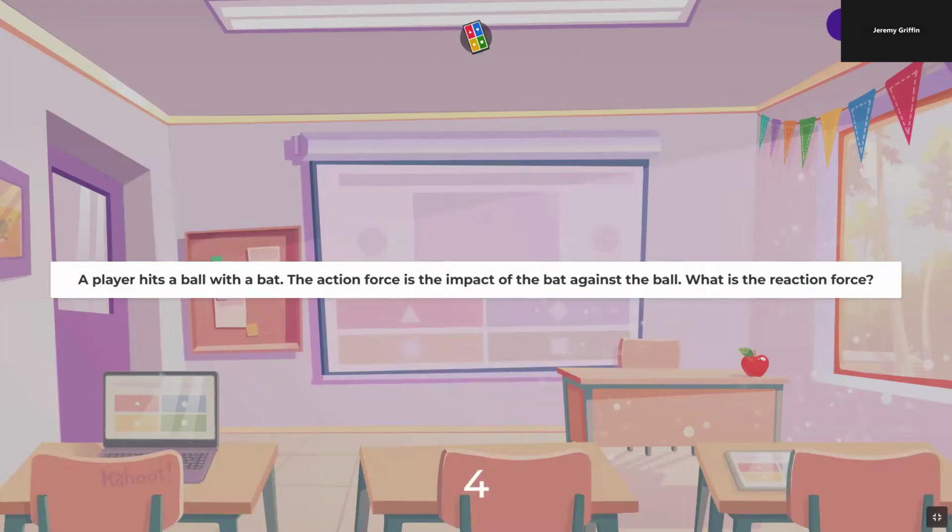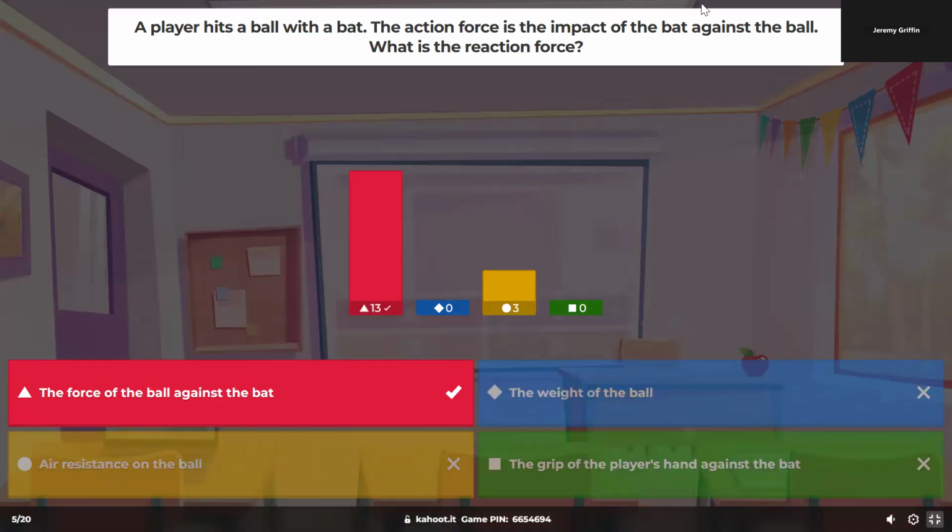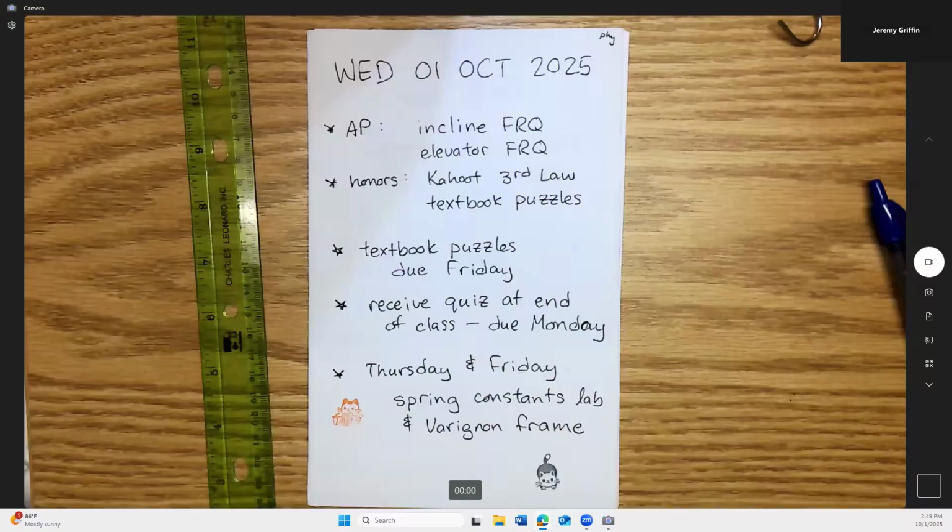Player hits a ball with a bat. The action force is the bat against the ball. What's the reaction force? Yeah, the ball against the bat. Ball against bat. Okay.